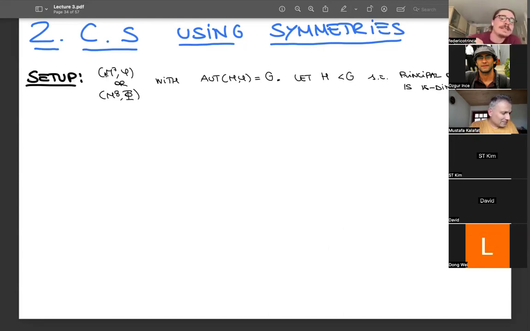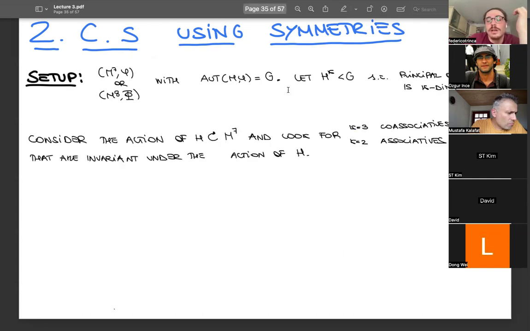The idea is we are given a 7-dimensional G2 manifold and a Spin(7) manifold, and these are given with some big automorphism group. What we want to do is pick a subgroup H of such an automorphism group, with principal orbit of dimension k. And k is going to be two-dimensional or three-dimensional, depending on whether we want to construct co-associatives, Cayleys, or associatives.